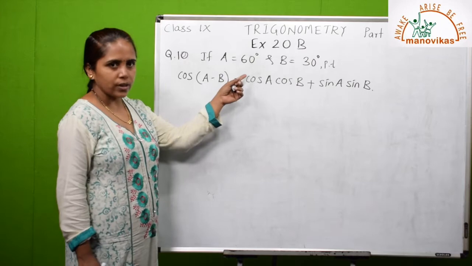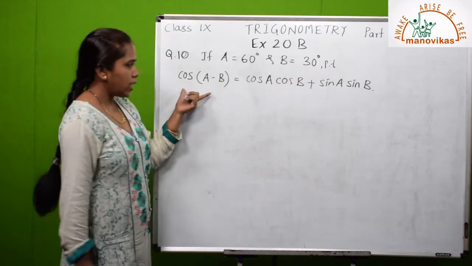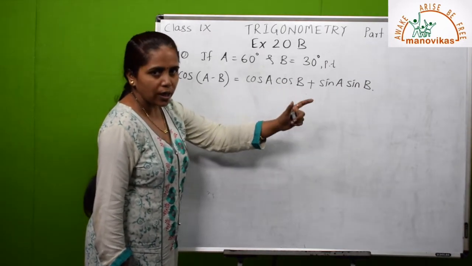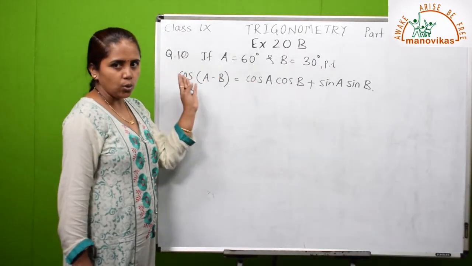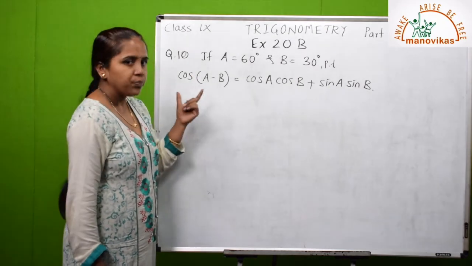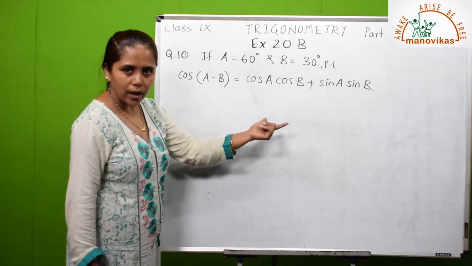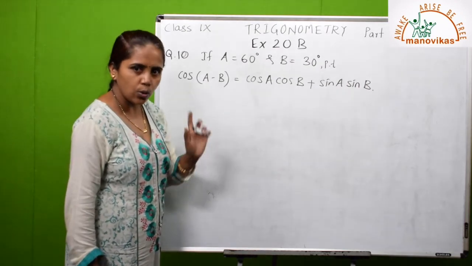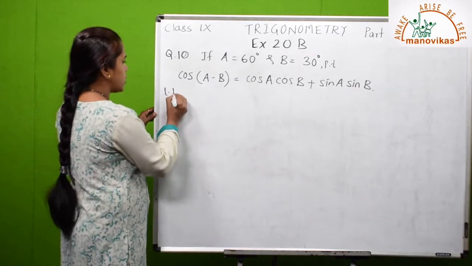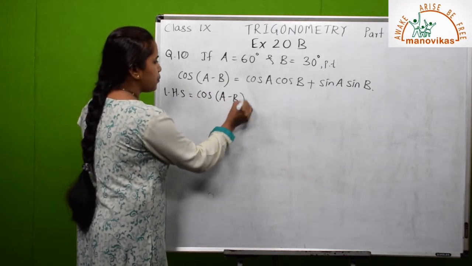If A is equal to 60 degrees and B is equal to 30 degrees, prove that cos(A minus B) is equal to cos A into cos B plus sin A into sin B. Here A and B, the two different angles, are given. For those angles we have to prove this identity. Here also, solve the LHS and RHS separately and prove that LHS is equal to RHS. Don't do it simultaneously. So LHS is equal to cos(A minus B).